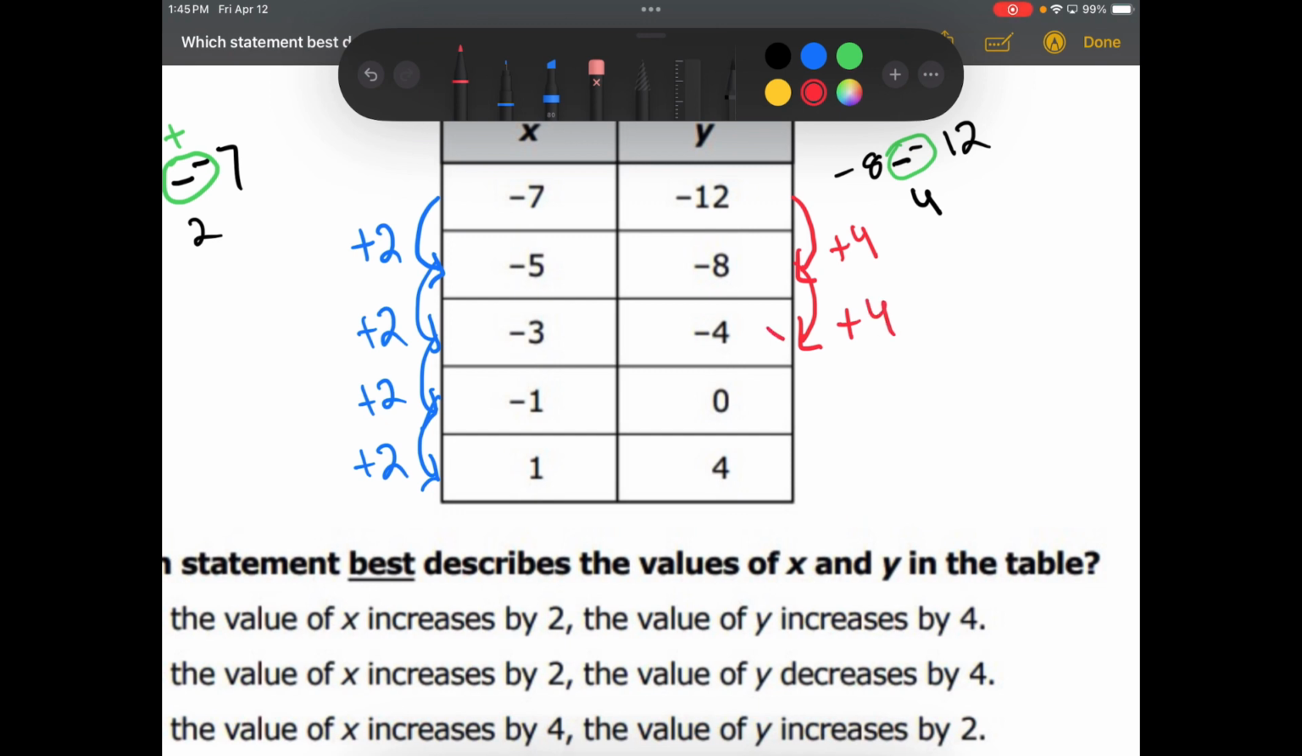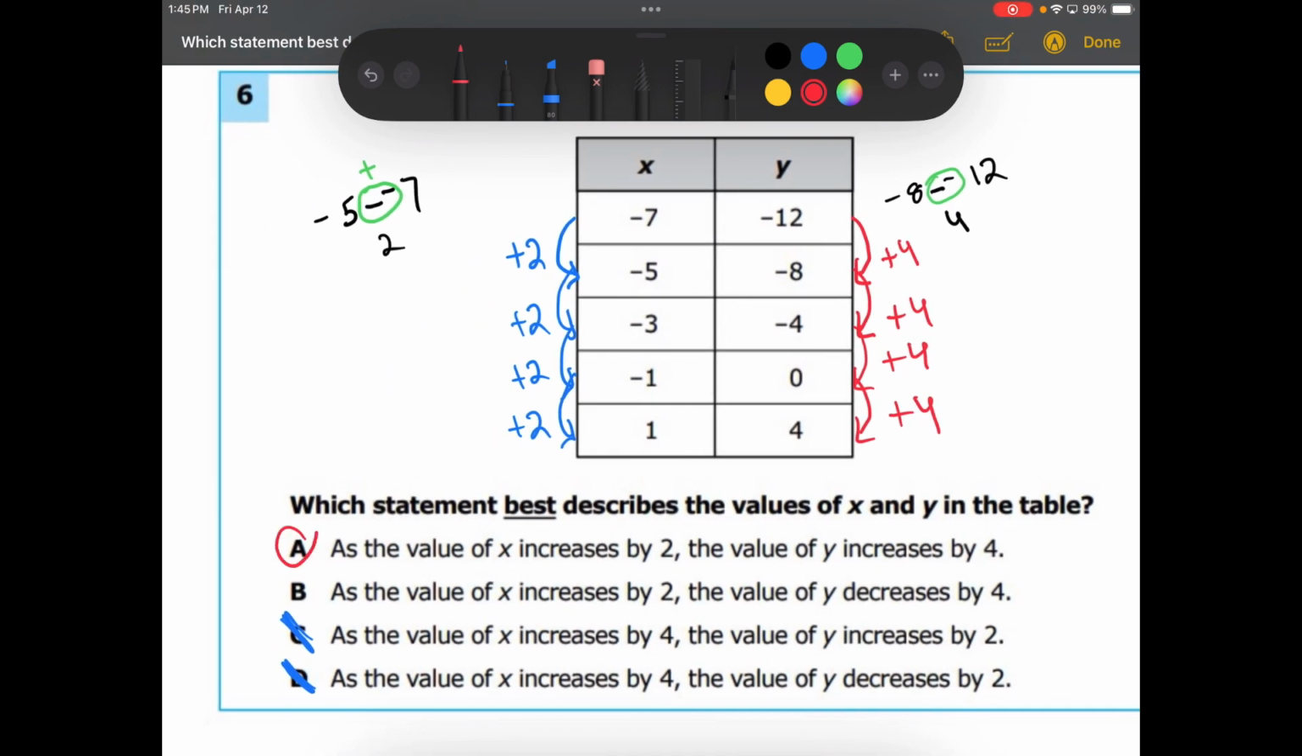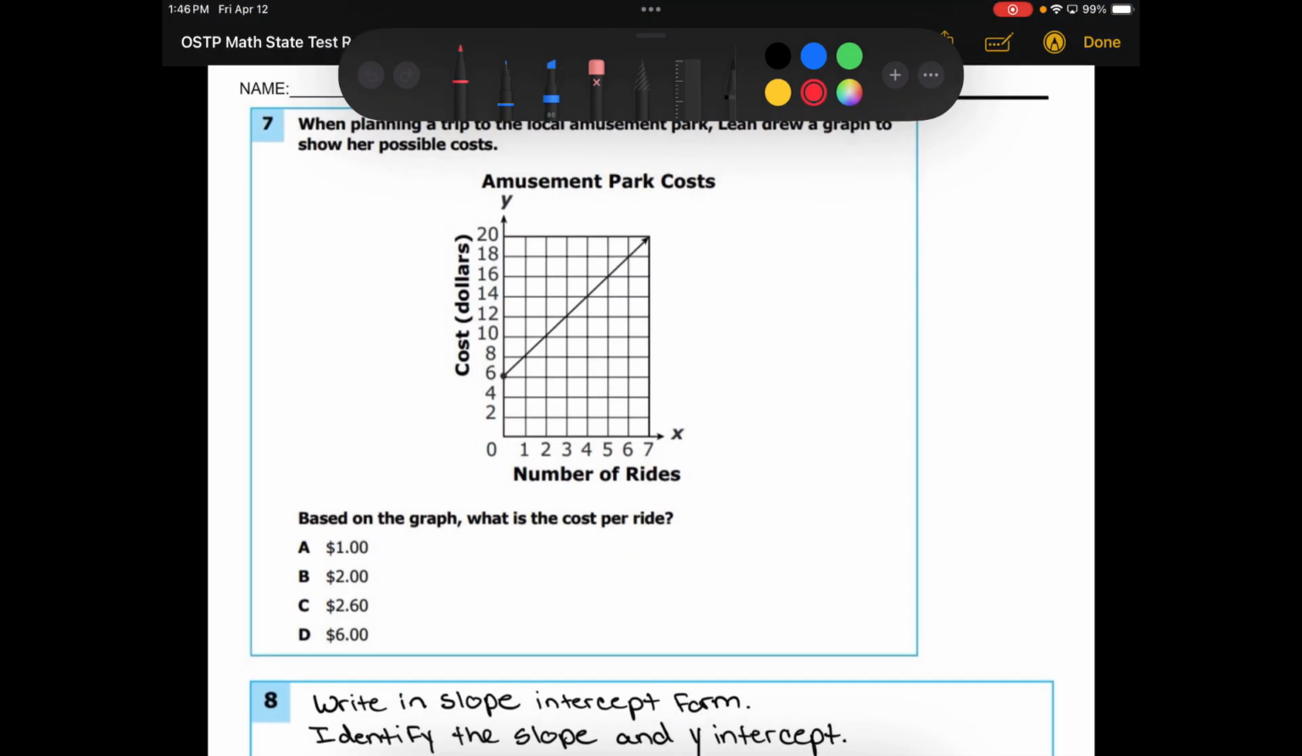What if I did -4 plus 4? Does that give me 0? Yeah. So it is safe to assume that Y is increasing by 4, right? So now what's our final answer, A or B? A. Number 7.